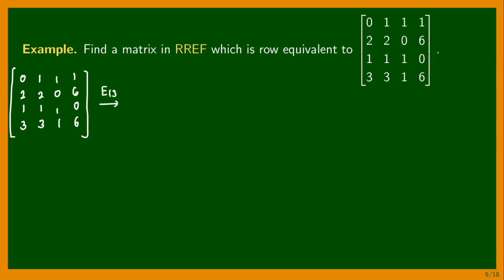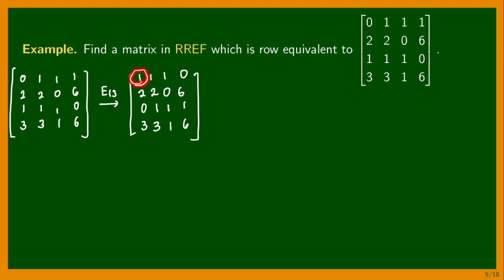So the first row will now be 1, 1, 1, 0. Second row will just be the same. The third row will be 0, 1, 1, 1. The fourth row will not be changed at all. Alright?